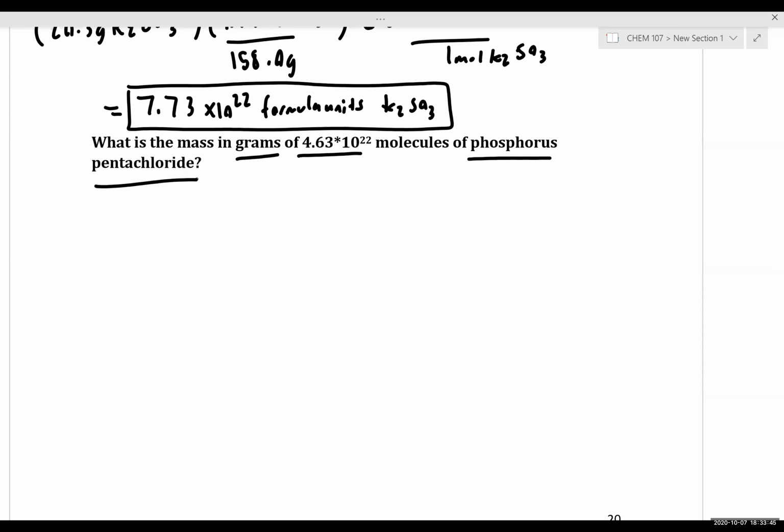And if there are any questions working through this example, don't be shy to ask. Our first order of business before we really delve into this problem is getting the formula for phosphorus pentachloride. And if anyone would like to share the proposed formula in the chat, that would be extremely helpful.